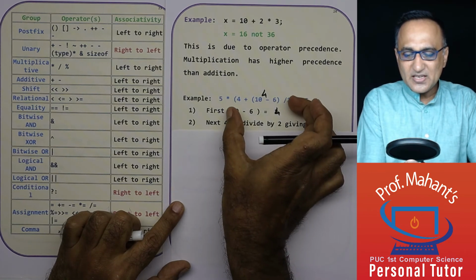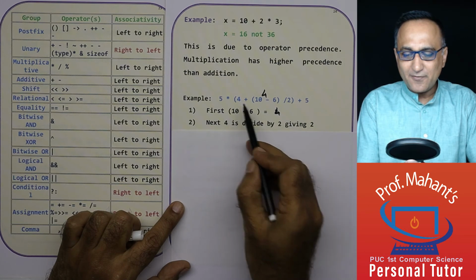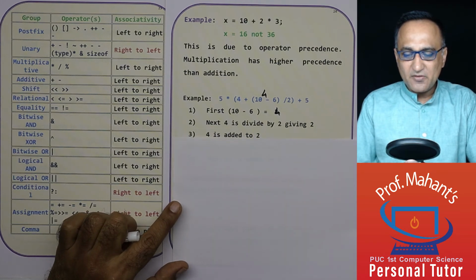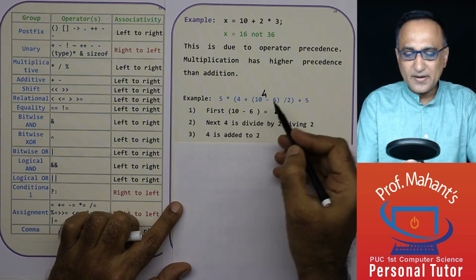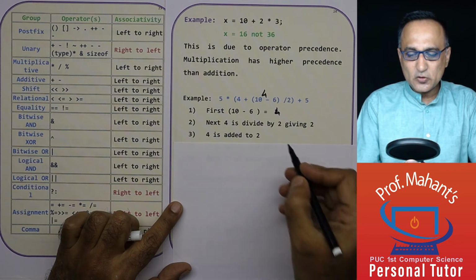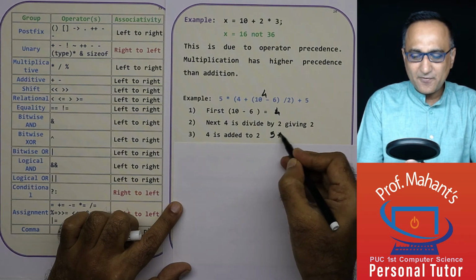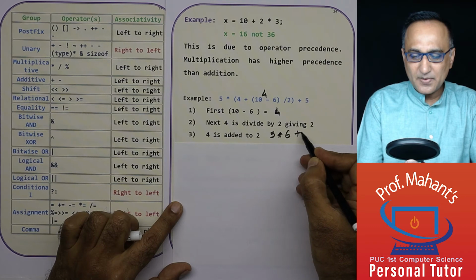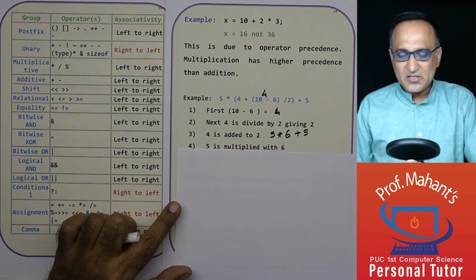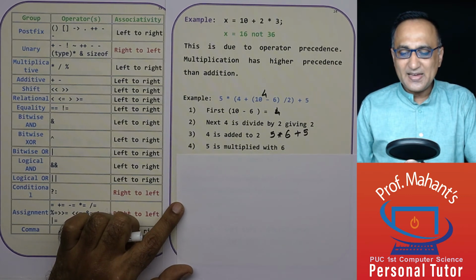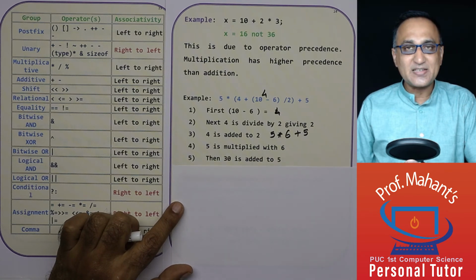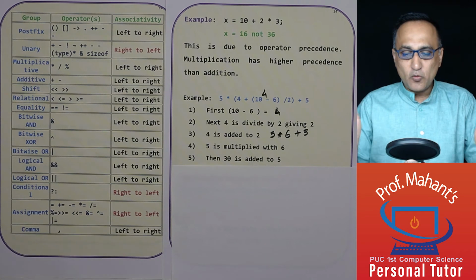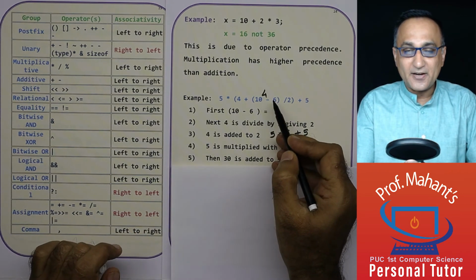Now again we have this inner bracket left. So it is 4 plus the division result 2. So this inner bracket now becomes 6. So the expression is as good as 5 into 6 plus 5. Now it is very easy. 5 is multiplied by 6, and last step, you add 30 to 5. The answer is 35.